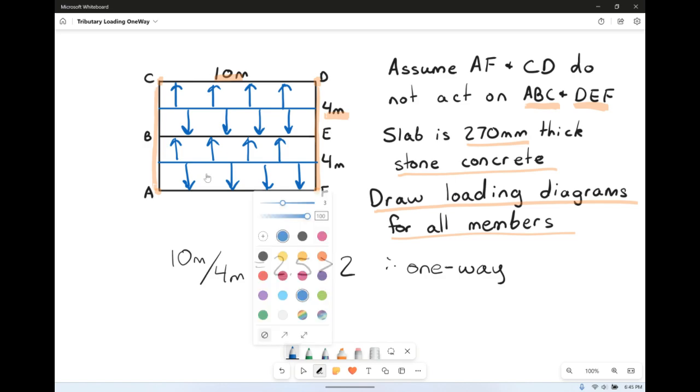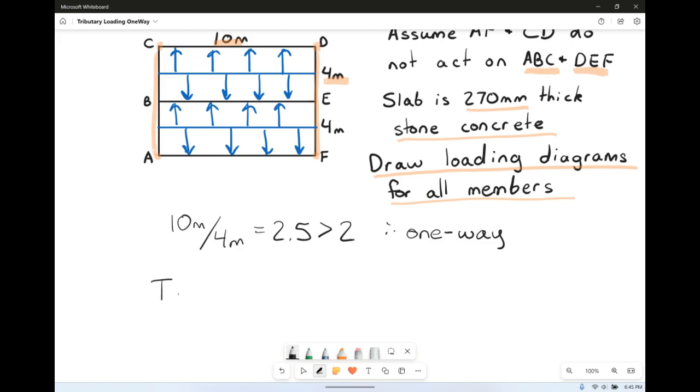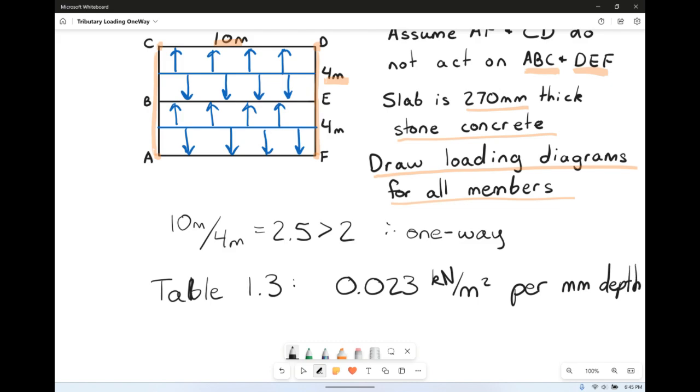So next up, probably want to calculate what that load is that's being distributed in that way. So the slab, we said slab is 270 millimeters thick. It's stone concrete. So we need to go to table 1.3, and we would read off the table that we have 0.023. This is in kilonewtons per meter squared per millimeter of depth. Per millimeter of depth. And again, we do have 270 millimeters of depth.